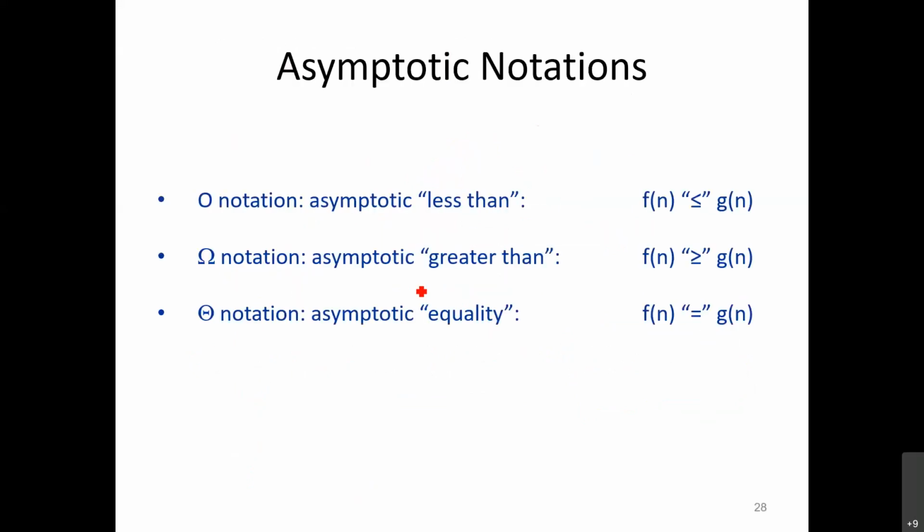Last bit of explaining before we actually start solving. Just some notations. O means less than. Omega means greater than. Theta just means equality. So yeah.